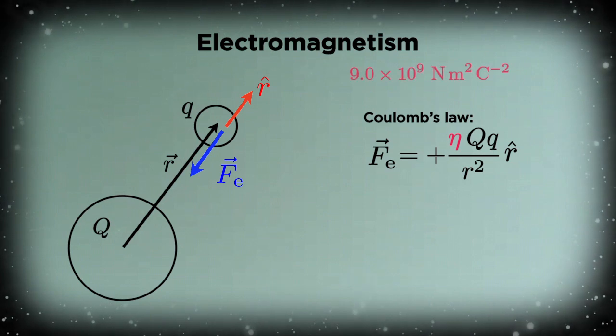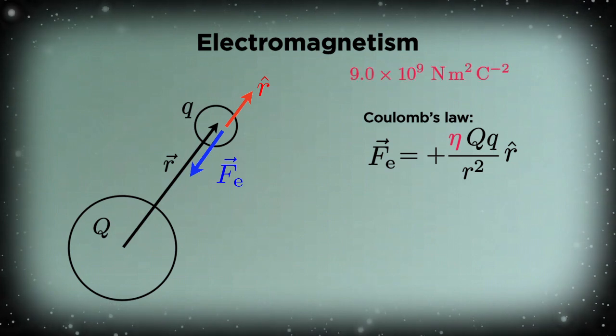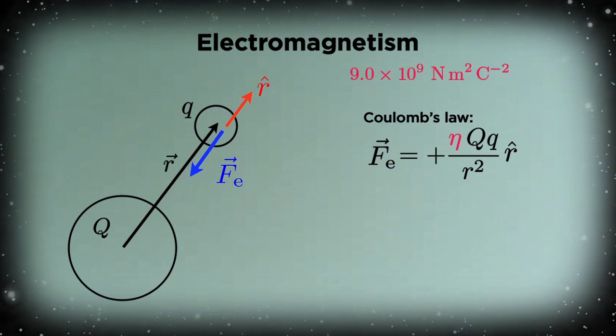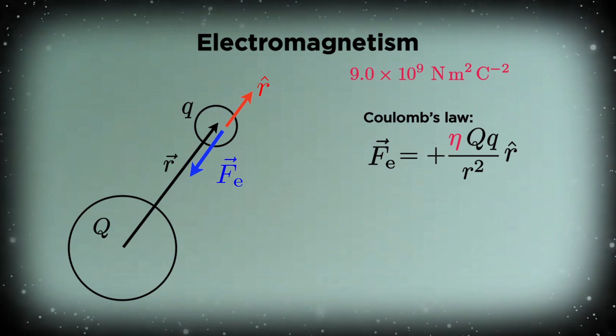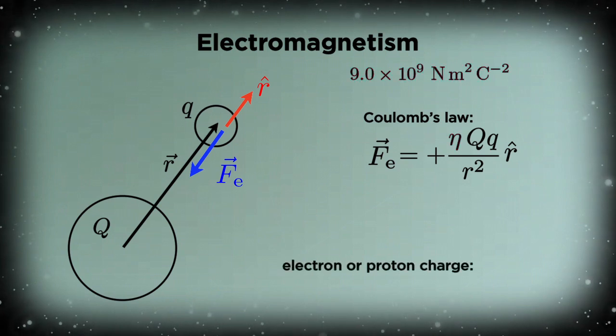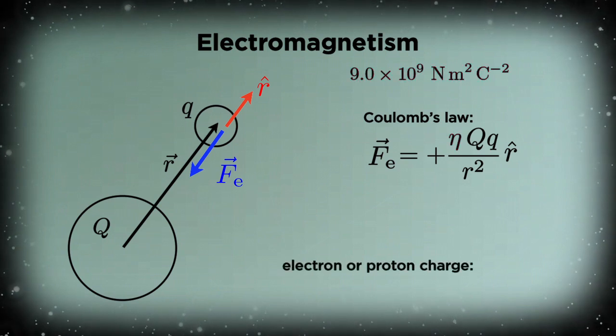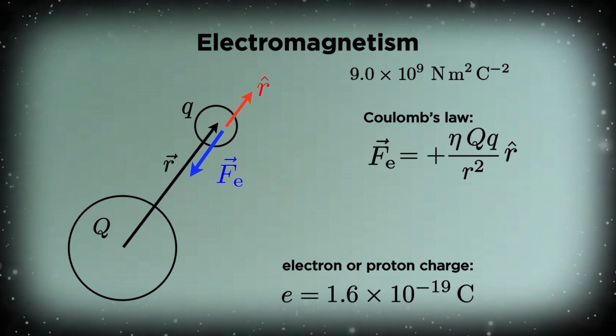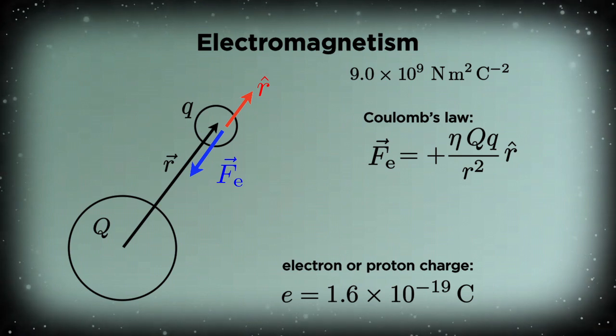Numerically, eta is 9 times 10 to the 9 newton meters squared per coulomb squared, where the coulomb is the standard unit of charge. In those units, the electron and the proton both have a charge of magnitude 1.6 times 10 to the minus 19, which we'll represent with the letter E.